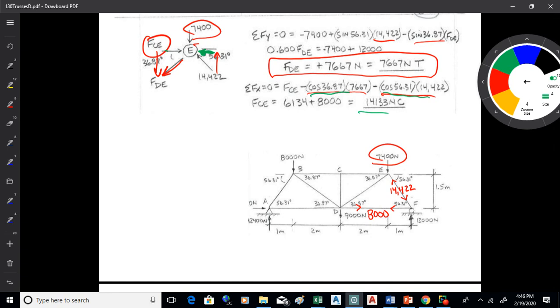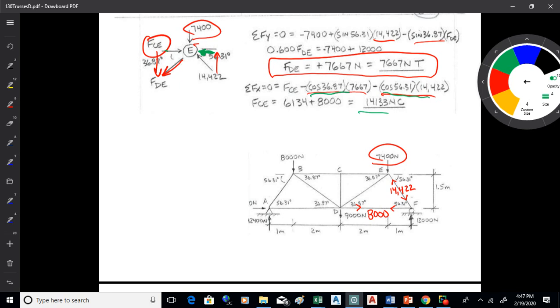Okay? That's basically how you work through a truss. You find the angles and reactions. You start at a place that has a force and no more than two unknowns, and you start working your way through joint to joint, step by step. We'll cover more of that on Friday.